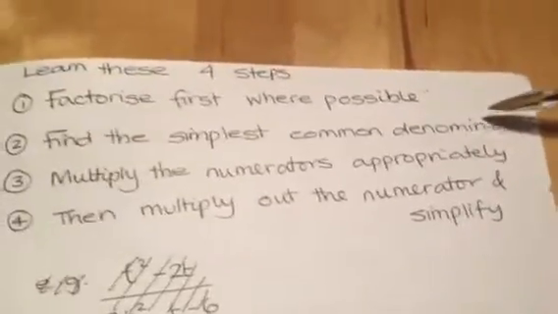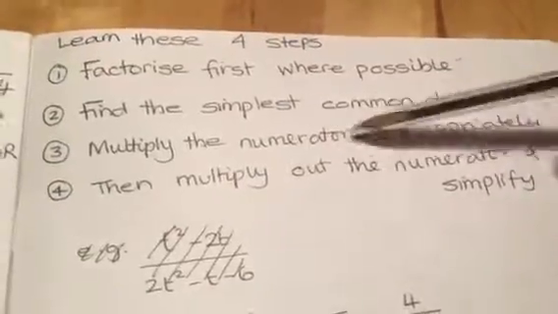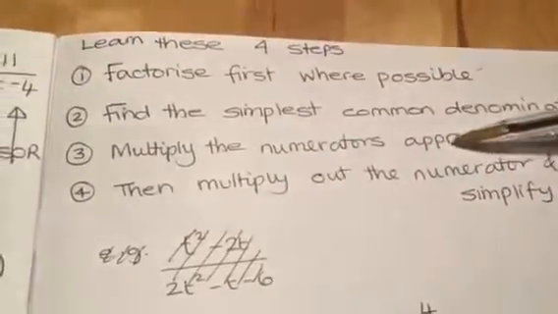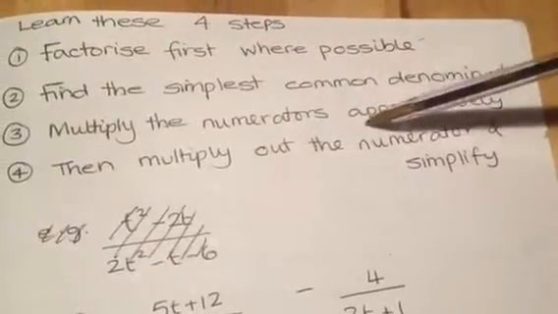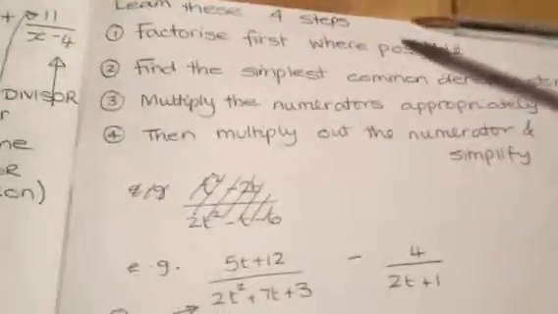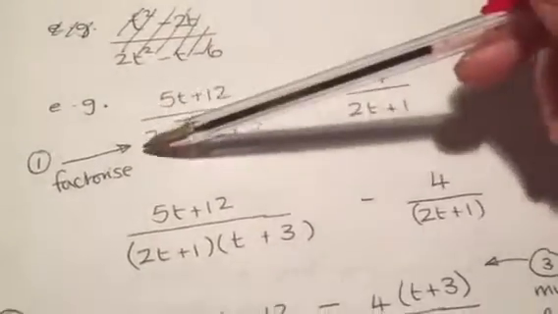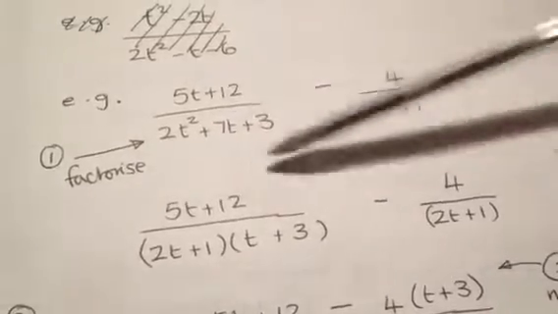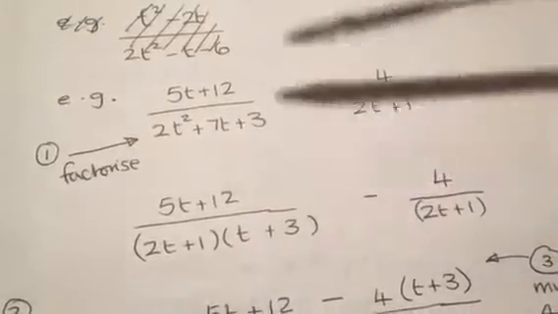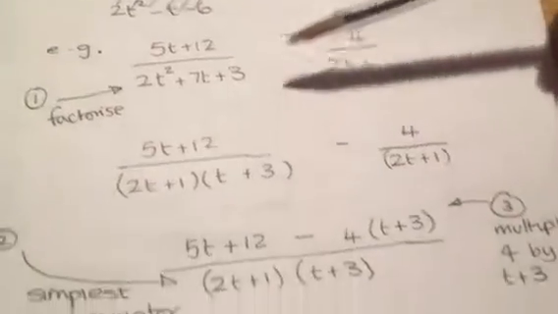Find the simplest common denominator, step 2. Multiply the numerators so that you get the common denominator, and then multiply out any numerator and simplify. So as an example, here we've got this. Step 1 is always to factorise where you can. So my first step, factorise. This doesn't factorise, so step 1, factorise.